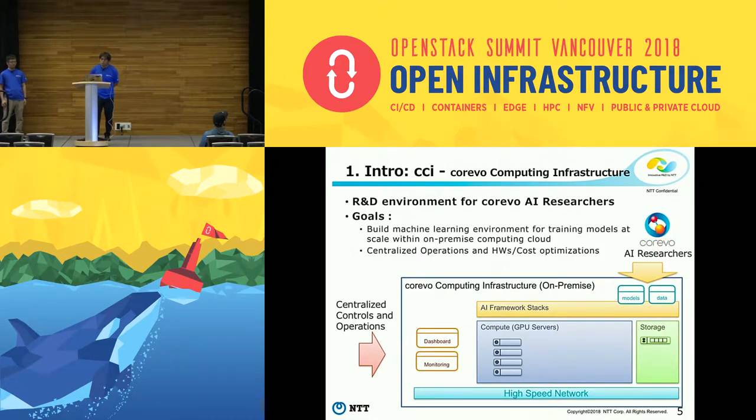CCI is targeting to provide an R&D environment for AI researchers working at NTT laboratories. The goal of our project is to offer a machine learning environment for researchers to train their models at scale within an on-premise computing cloud with centralized operations, which leads to hardware and cost optimizations. To use the environment, researchers upload their models and datasets to our on-premise cloud, and each researcher uses their favorite AI framework for defining their models and writing training scripts for their tasks. So we need some level of customization and flexibility in our environment. For operations efficiency, we offer a dashboard and monitoring interfaces for this environment.